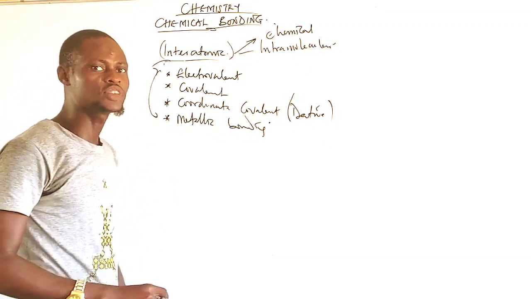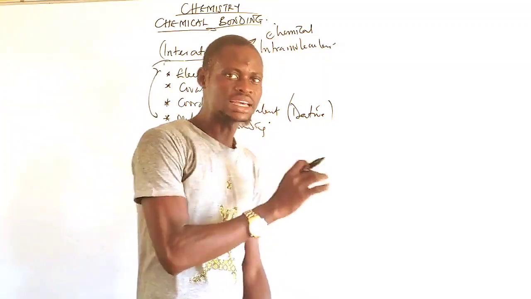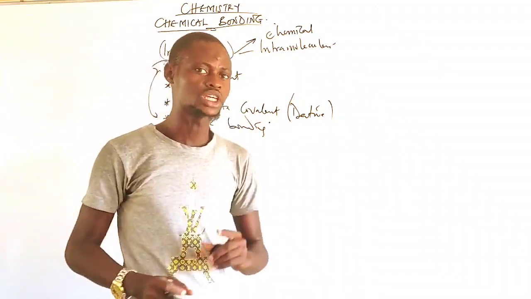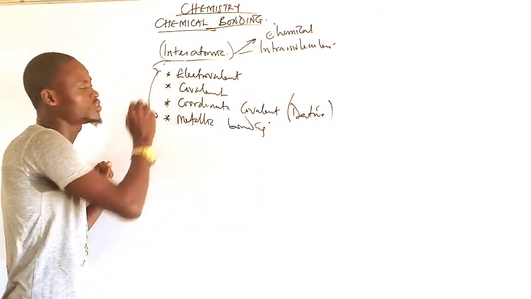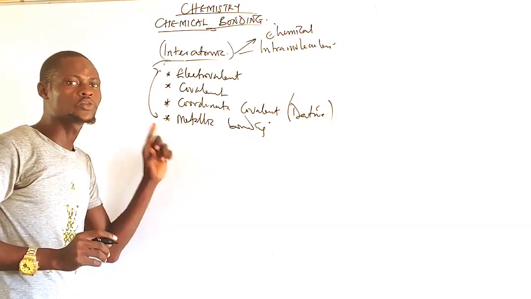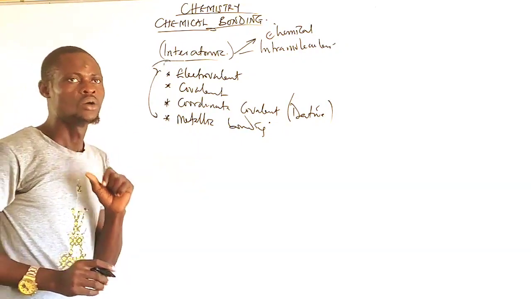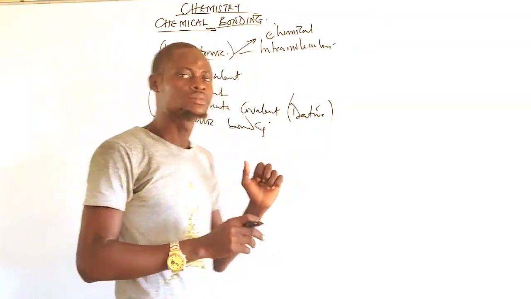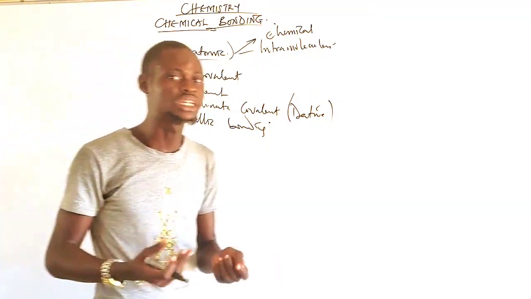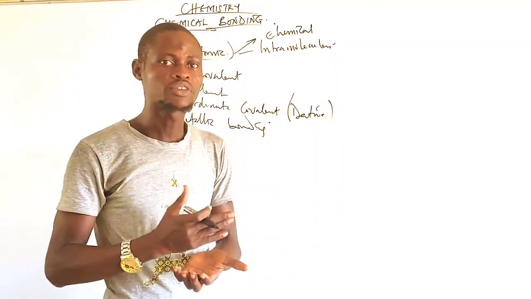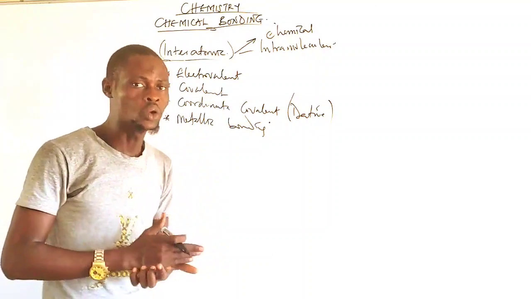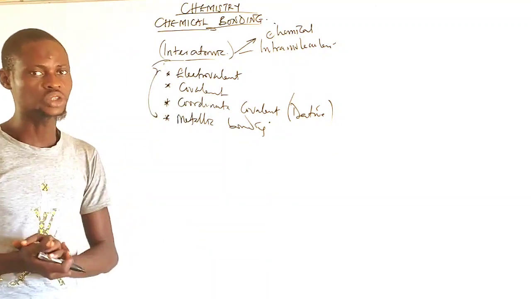Now, let me take them one after the other, and then let's see how these bonds are formed. I want you to take note of this. Before I start the explanation, I'll give you some tips on what forms a bond. The major reason why a bond is formed is when there is a difference in electronegativity. Are you getting what I'm saying? One of the major things that determine the bonding an atom will undergo is the difference in electronegativity.